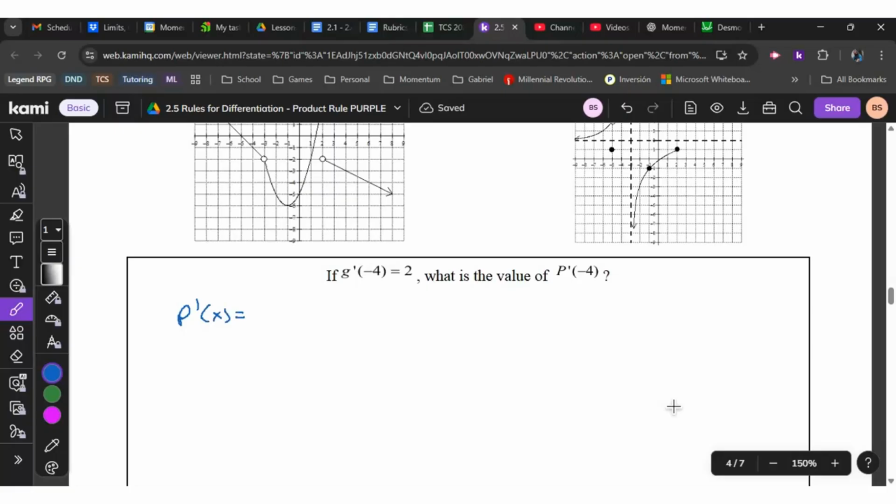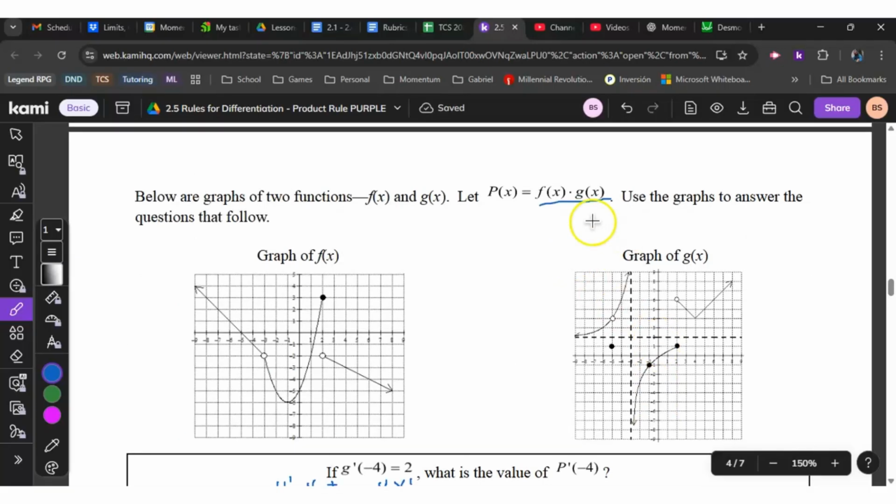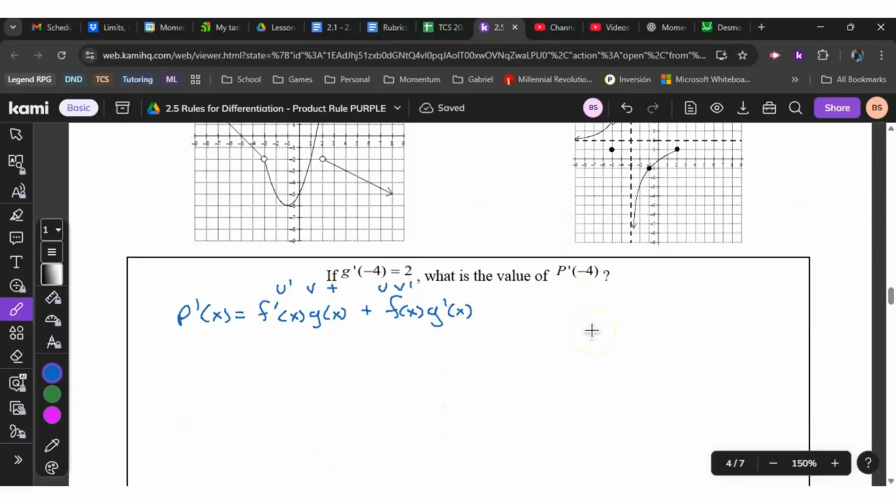Now remember, p of x is f times g. So let's write out what it would be. It would be f prime times g plus f times g prime, right? where f is u and g is v. That's all we're doing. That's the same as u prime v plus u v prime. Same thing. I did it this way just because it's literally written as f times g. Okay? So we've got the derivative essentially already now. We're done. Now we've got to plug it in.